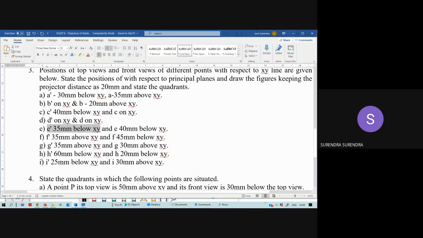I am not explaining this, but you complete it in the drawing sheet. Complete F, G, H, I also in the drawing sheet. If you have any doubts, ask me at any time. So check whether what you did is correct or not and clarify if you have any doubts. Okay?